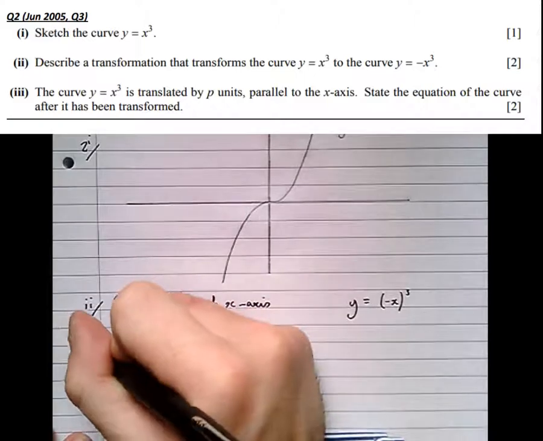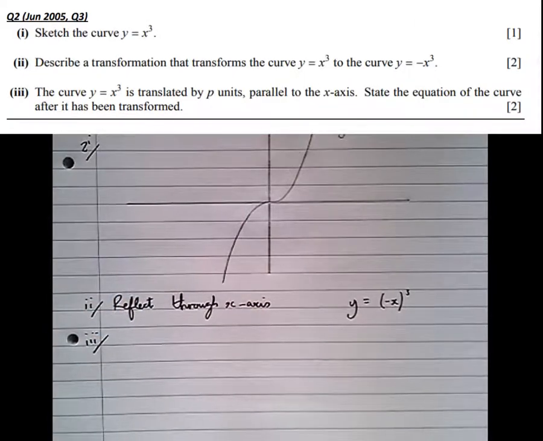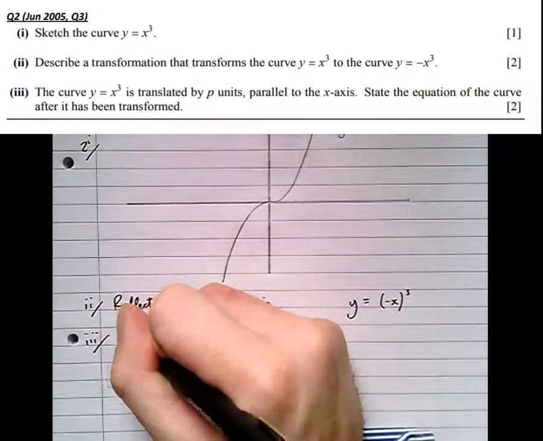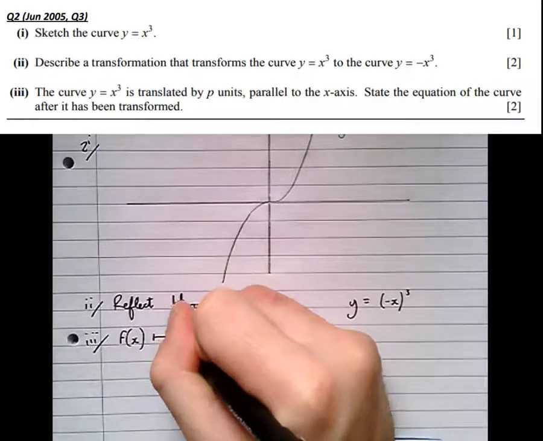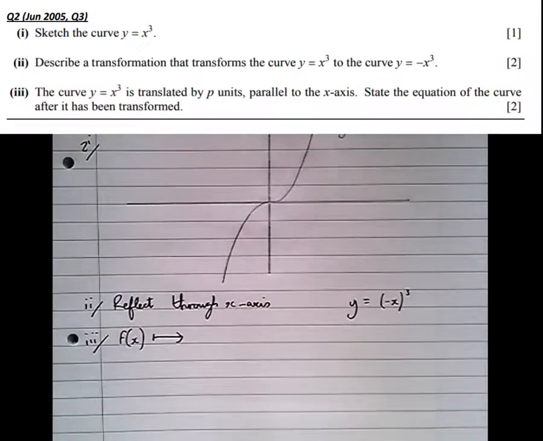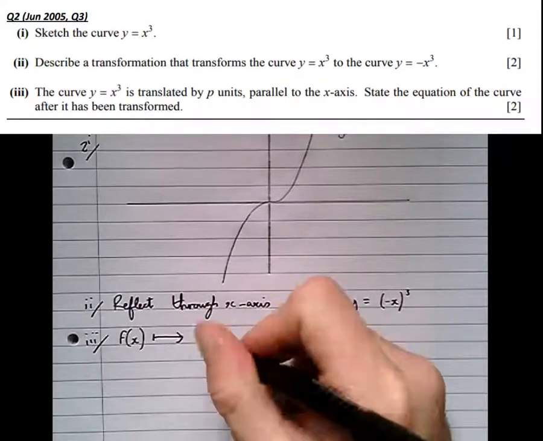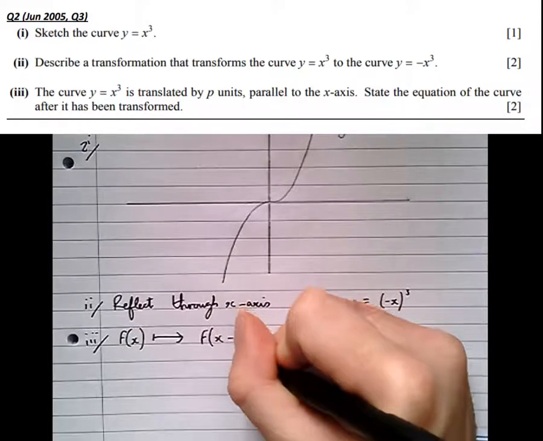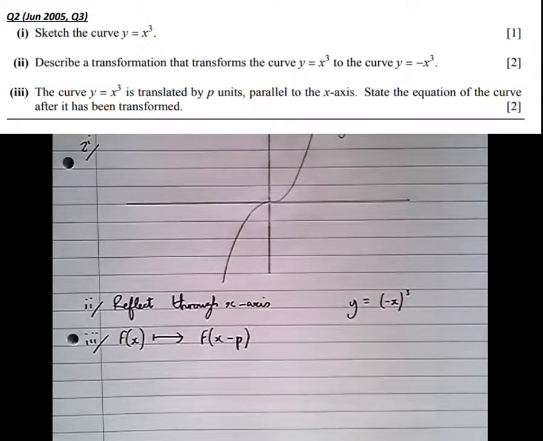Part 3. The curve y equals x cubed is translated p units parallel to the x-axis. I can instantly see that this is parallel to the x-axis, so it's going to have to be inside. So we start with f of x, and parallel to the x-axis means it's going to be inside. We want to translate positive p units, so on the inside it does the opposite. We know better, we have to take p on the inside to achieve that.